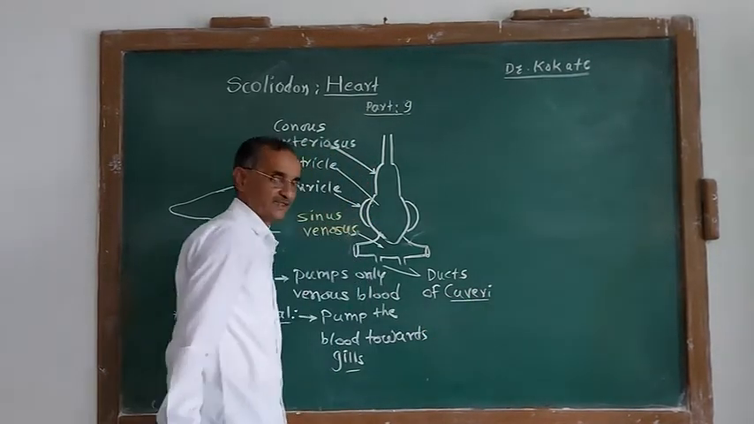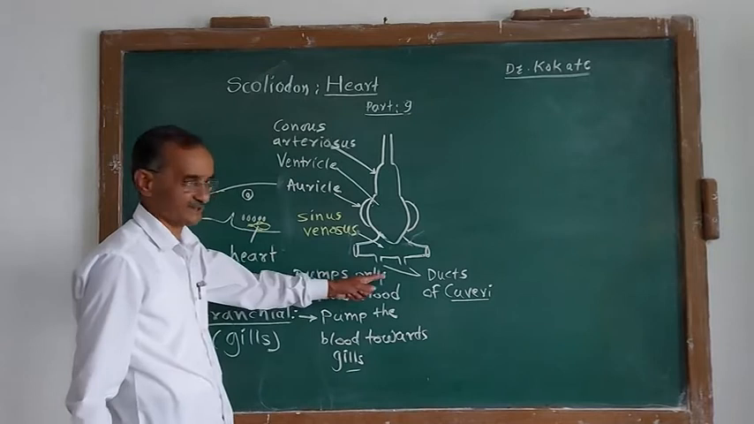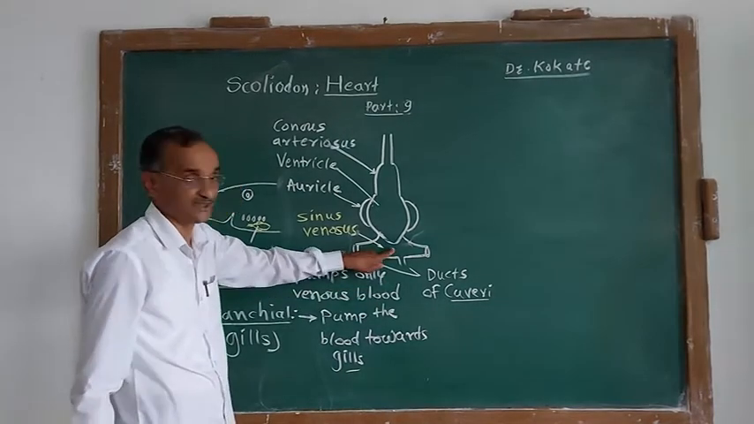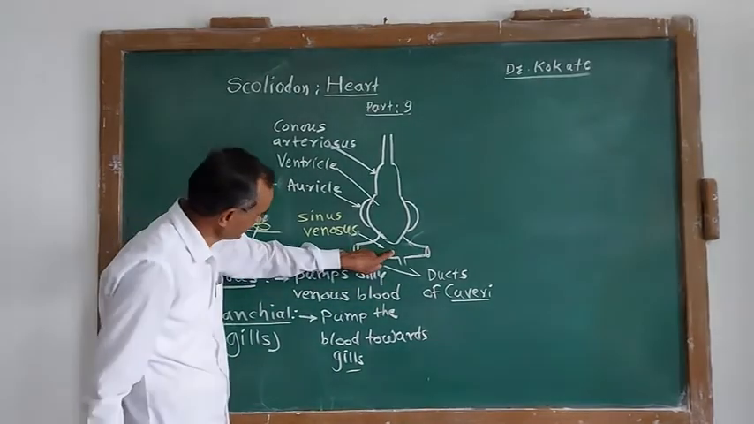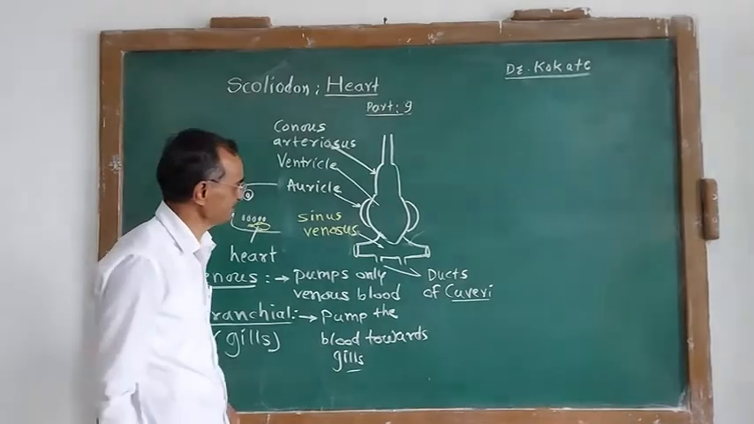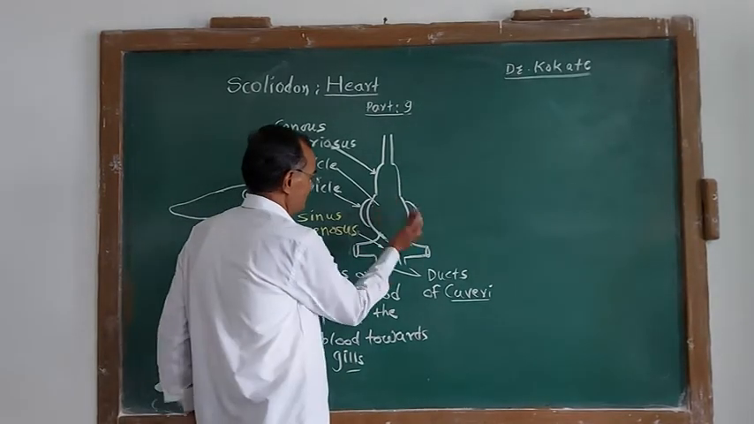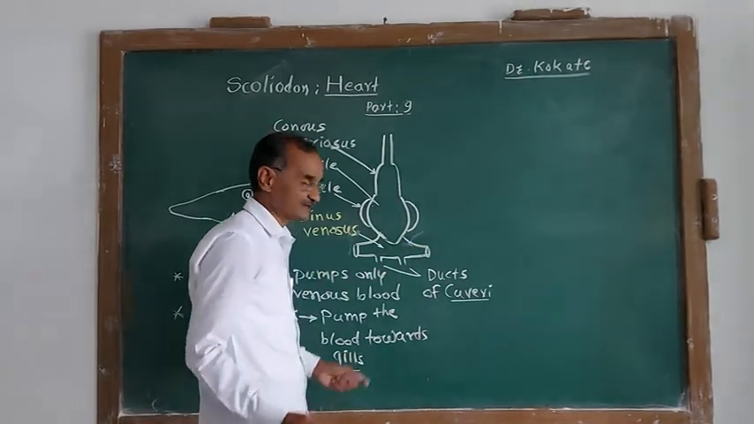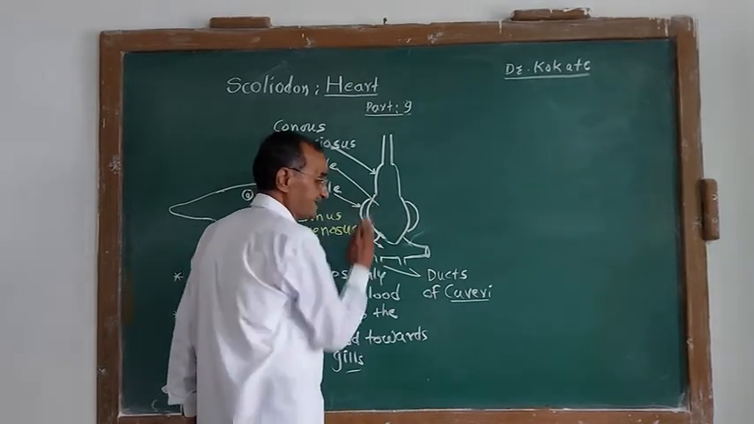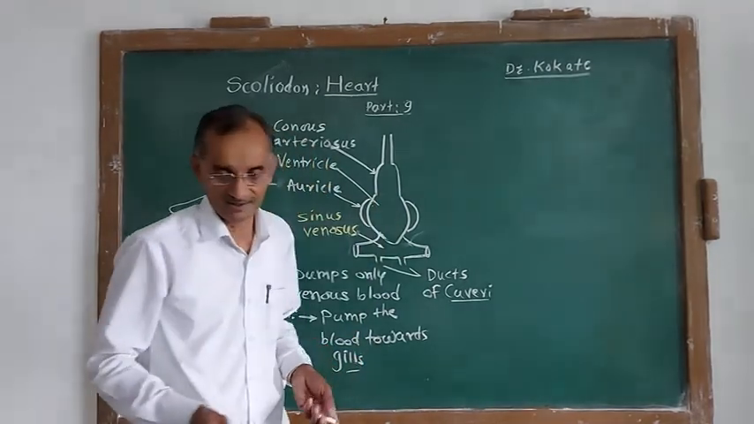Ducts of Cuvier carry the deoxygenated blood into the sinus venosus. The sinus venosus opens into the auricle. The auricle is single, but it is present at the dorsal side of the ventricle. How is it? It is by this way.